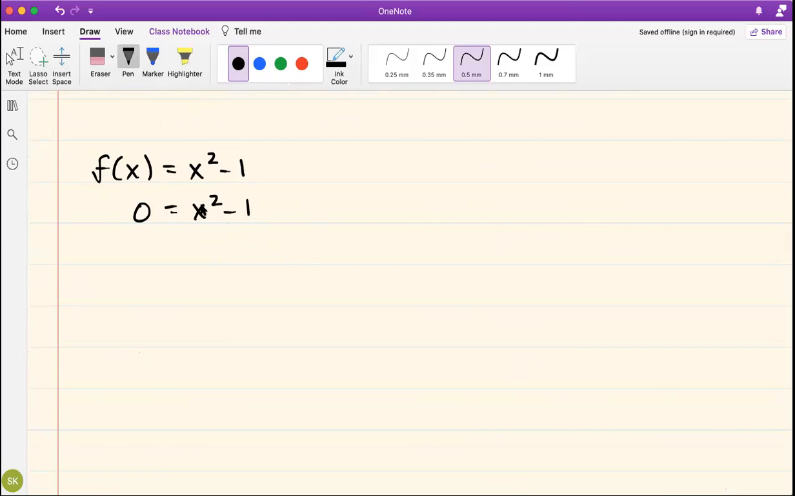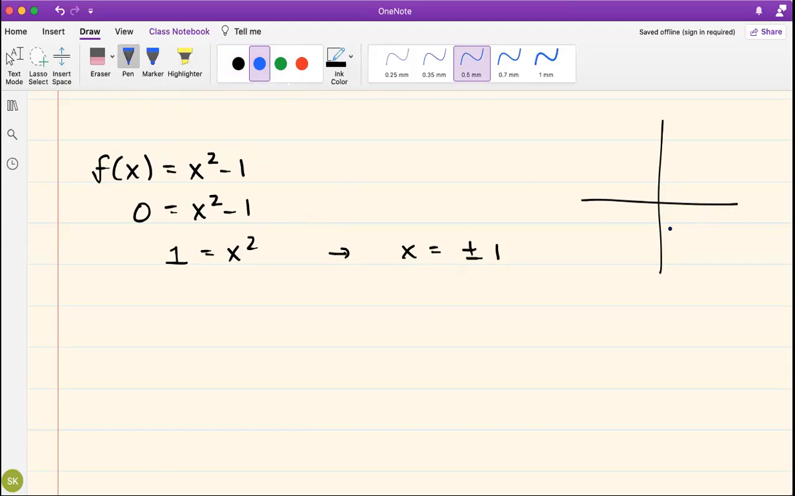And you could solve this a few ways. You could factor it, or you can move the 1 to the other side. So you have 1 is equal to x squared, which tells you that x can be plus or minus 1. And if we were to graph this, we know that this is the parent function x squared moved down 1 unit. So the graph looks like this. And these 2 points where we cross the x-axis are called the zeros, or the roots of the function. And they would be plus or minus 1. So this one would be negative 1 comma 0, and this one is 1 comma 0.